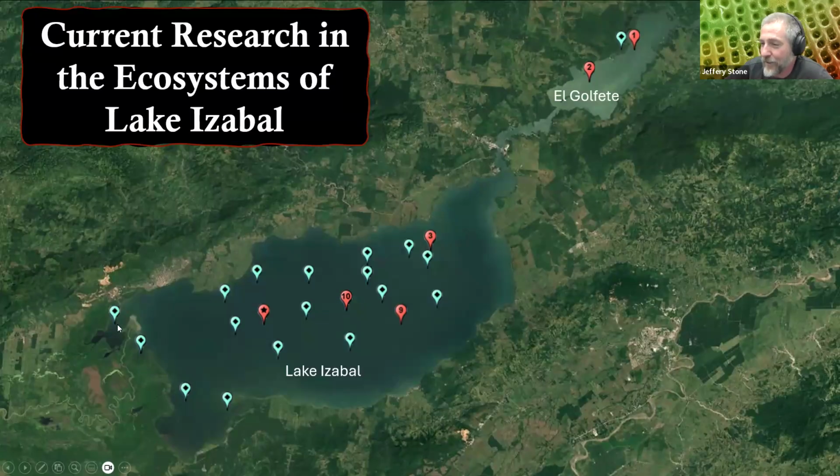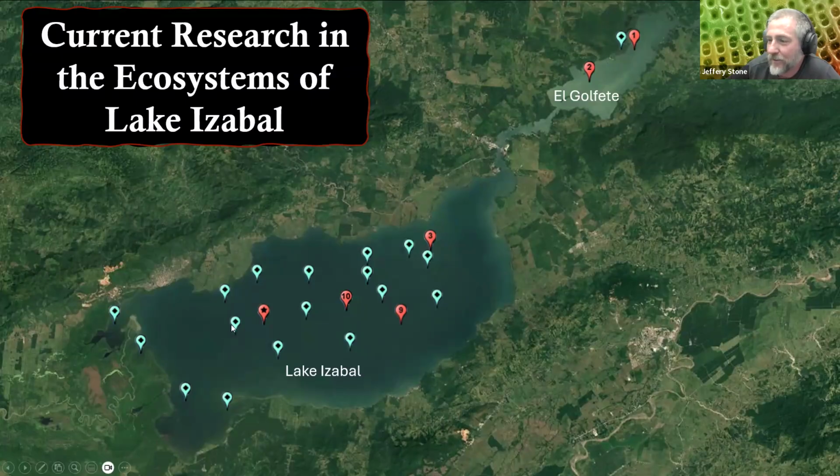So my colleague Jonathan really loves coring lake systems. We went back to Lake Izabal and took 26 cores from Lake Izabal and the surrounding El Golfete to try to see if we could get a better handle on how much the salinity and alkalinity in the system and that sort of chemocline system was basically in place.